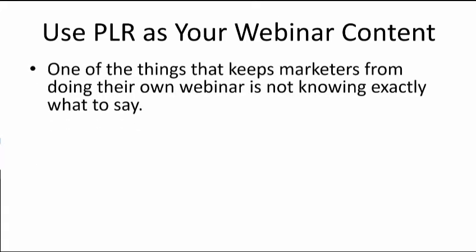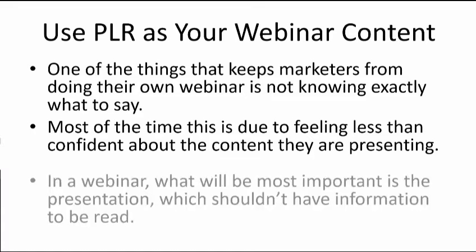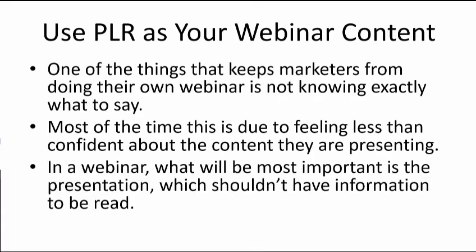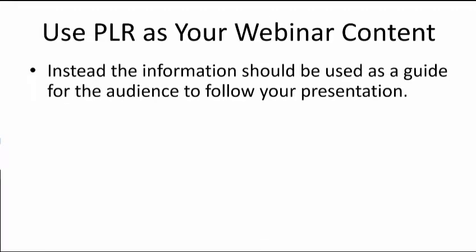One of the things that keeps marketers from doing their own webinar is not knowing exactly what to say. Most of the time, this is due to feeling less than confident about the content they're presenting. On a webinar, what's most important is the presentation that people are going to be seeing on their screen. It should not look like information that they want to read. Instead, the information should be used as a guide for the audience to follow the presentation. So in other words, it shouldn't look like a word processing document.